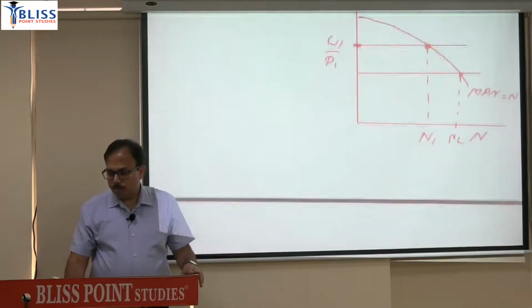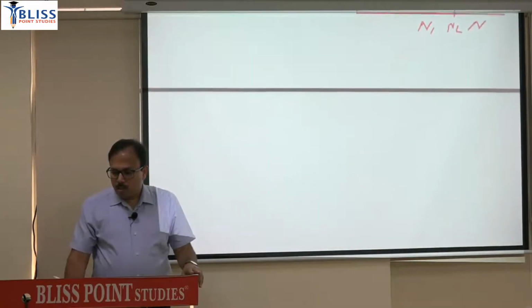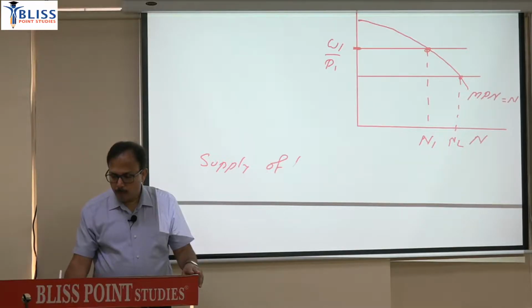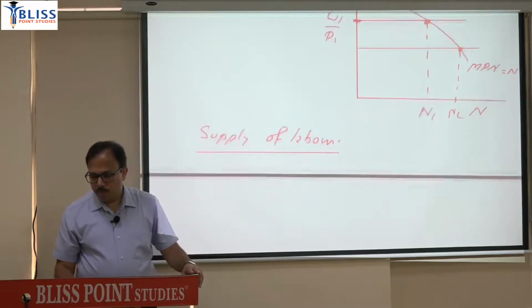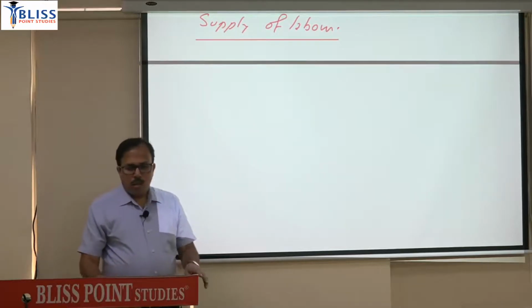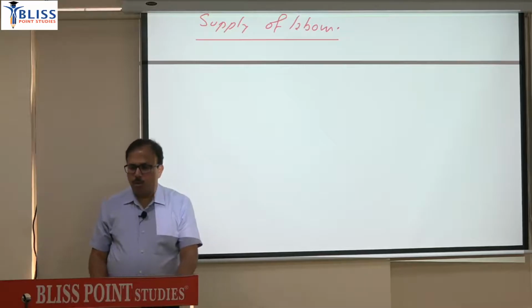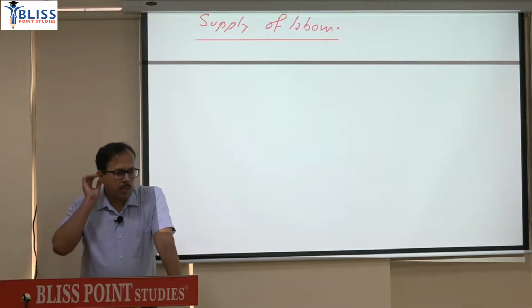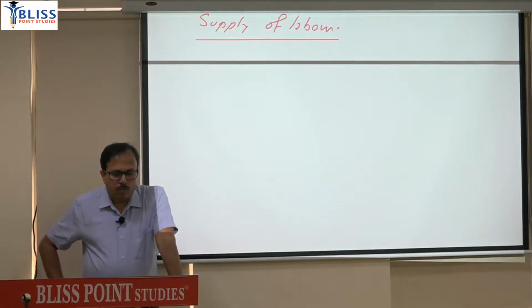Next paragraph. So first was labor demand. After labor demand, write the supply of labor. Labor services are supplied by individual workers.